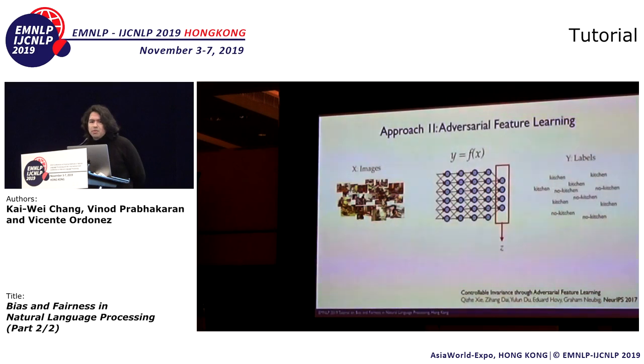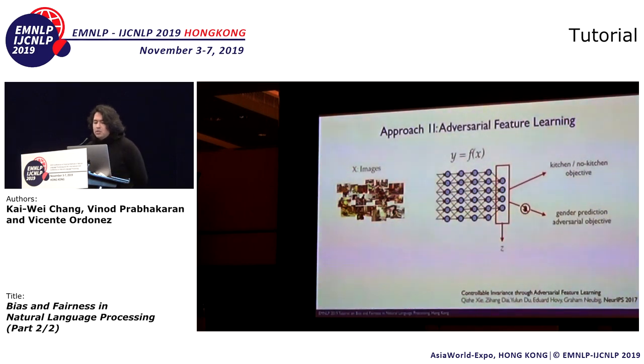And then those features Z from this model go into a classifier. So the idea in the adversarial approach is to have two losses, two objectives. The first objective is your classification objective. You want to classify kitchen or no kitchen, so that's your task. And the second is an adversarial loss. This is trying to make this second classifier not be able to predict gender from those features that you're feeding to the other classifier.